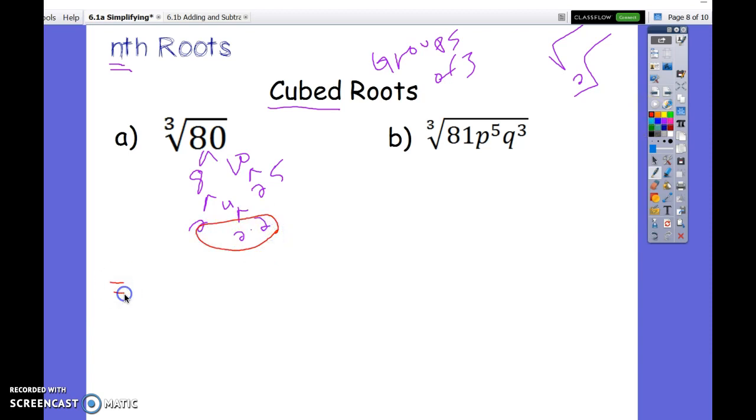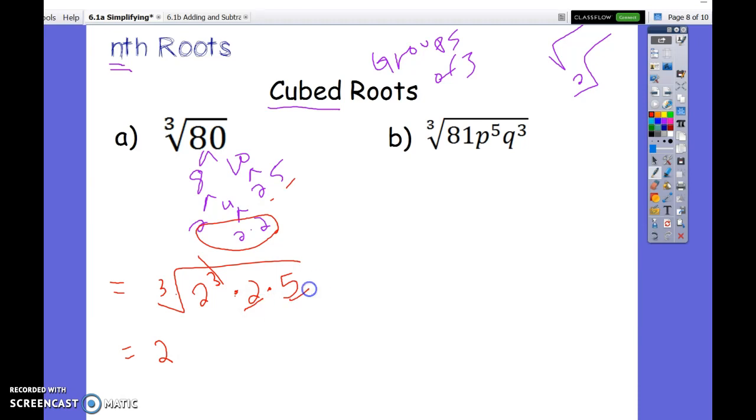So let's go ahead and rewrite the cubed root of 80. Well, 2 times 2 times 2 we can write as 2 cubed. And then we just have 2 and 5 left over, so we just have those tagging along at the end. A square root and a square cancel each other out, a cubed root and a cube cancel each other out. So the cubed root of 2 cubed is 2. So that's going to come outside of our radical.